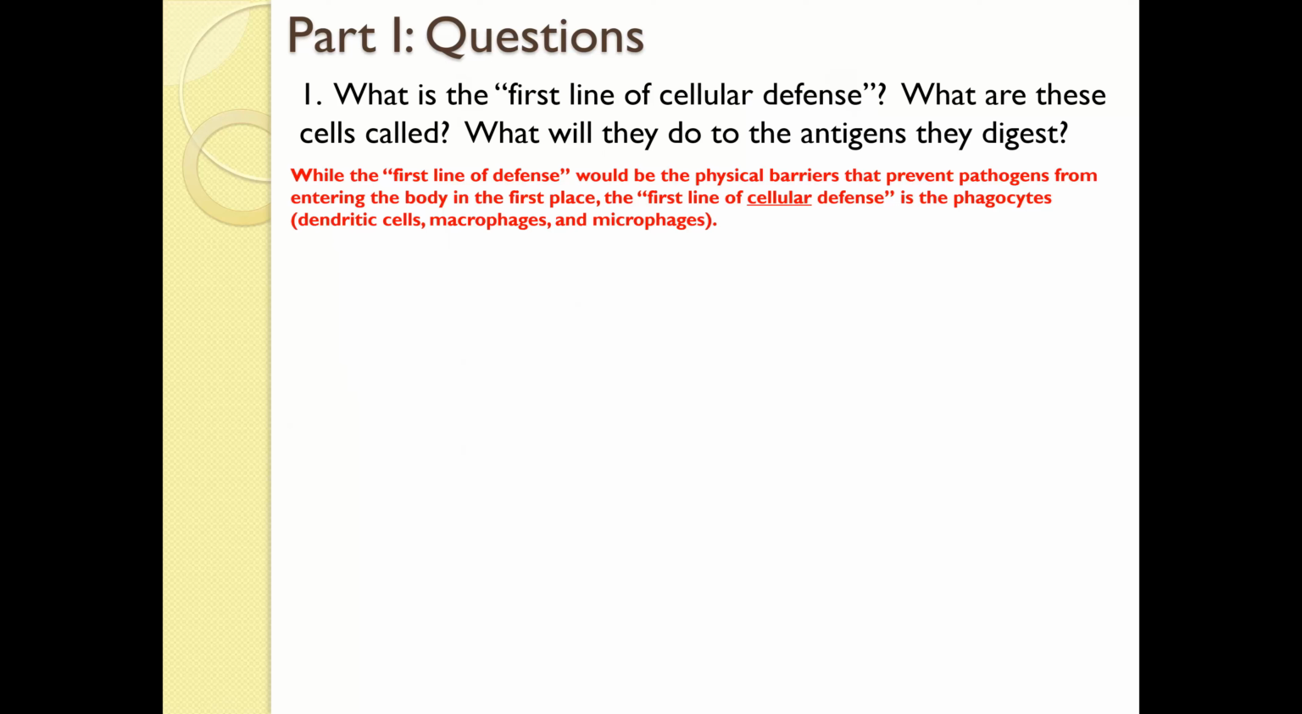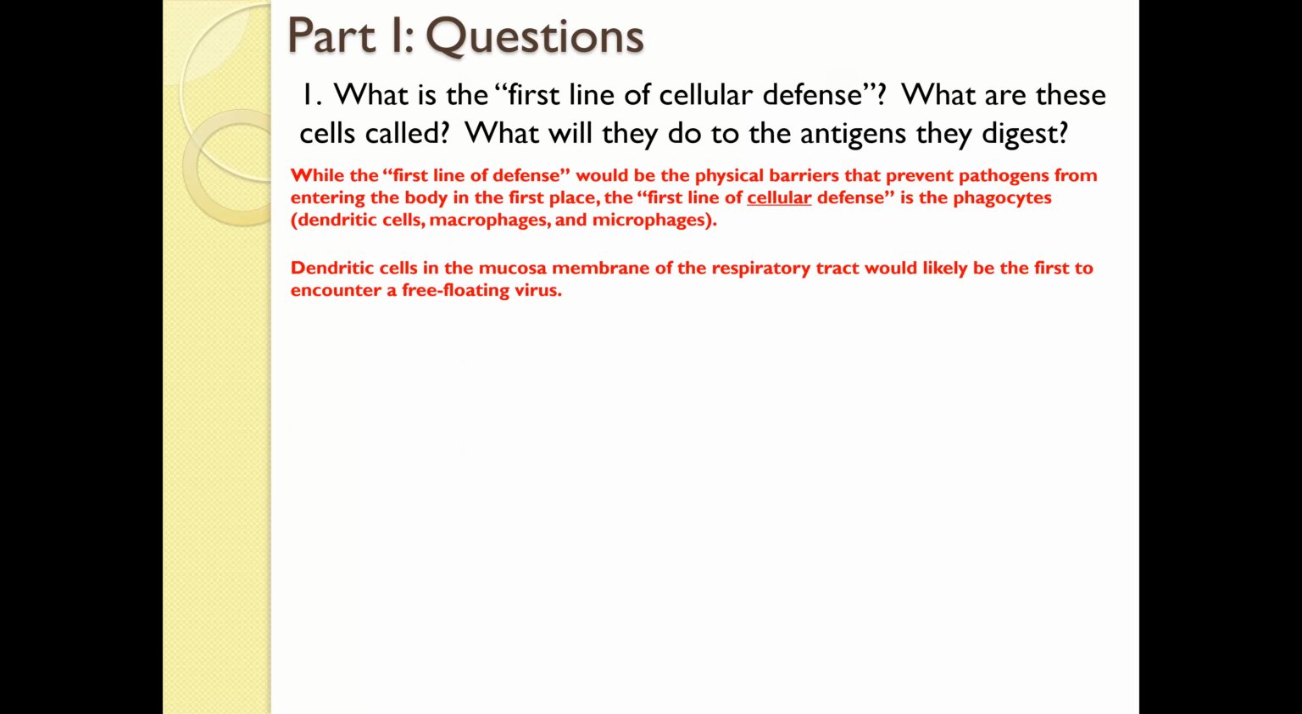So the actual first line of defense will be the physical barriers that prevent pathogens from entering the body in the first place. But the first line of cellular defense, so if they get past the physical barriers, the first cells that will become involved will be the phagocytes. And these are your dendritic cells, your macrophages, and your microphages. Dendritic cells are technically pinocytes, but we're not going into that level of detail. So for simplicity's sake, we're just going to lump them into the phagocyte category for this particular activity.